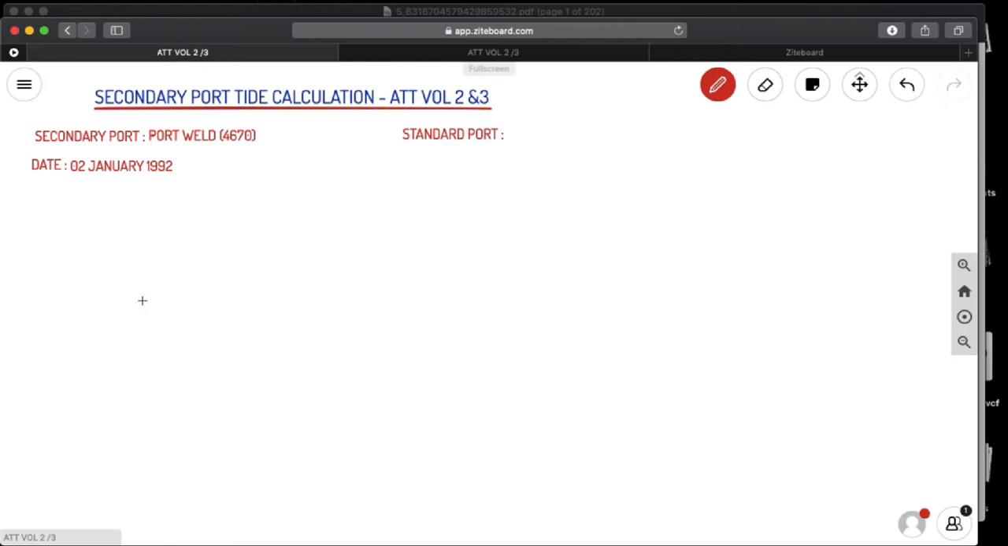We take an example of a secondary port, and the number is 4670. The only thing we have to remember is this 4670. That's what we're referring to in the Admiralty Tide Tables, and the date is 2nd January 1992. So let's see what the first thing is. We need to find the standard port. For that, let's go to the Admiralty Tide Tables. The number is 4670.